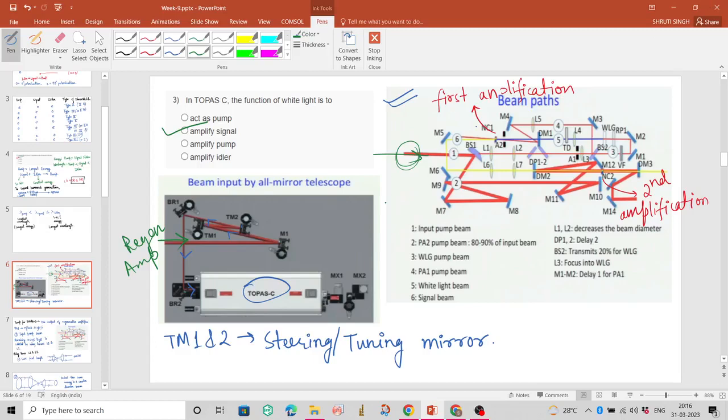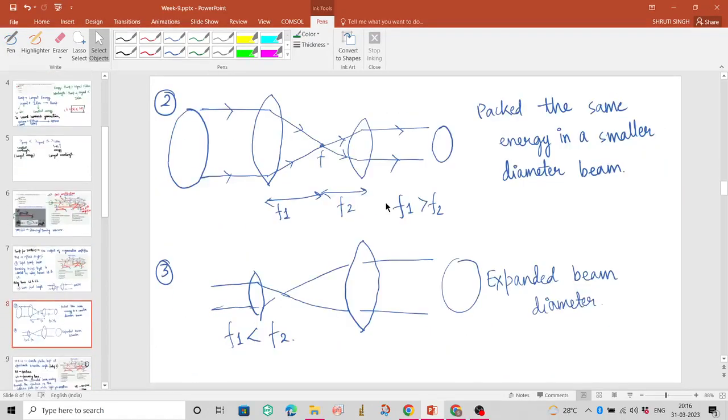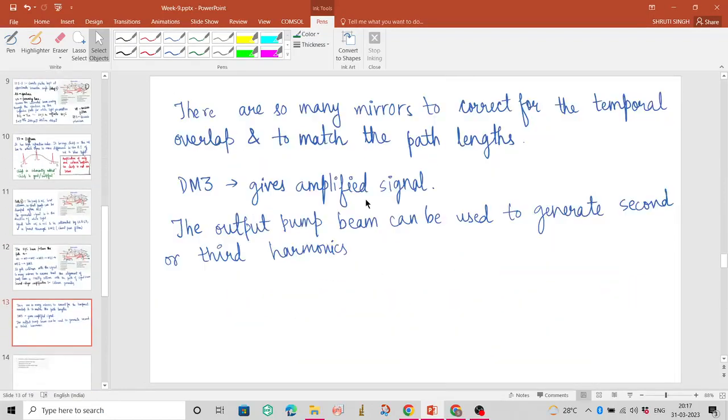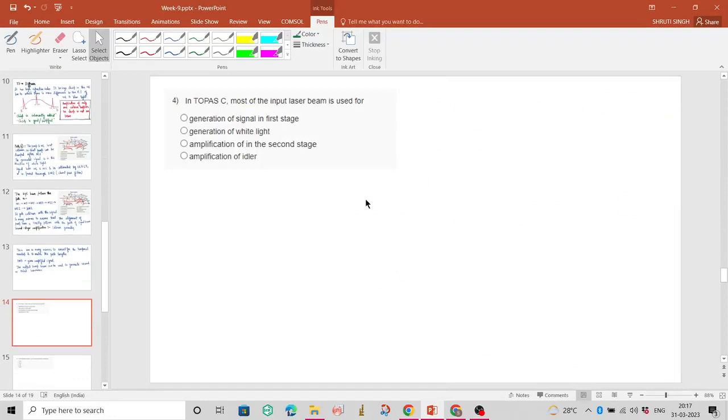Okay, so this was the instrumentation part, the TOPAS. Let's see the next question. The next question is also related to the amplification. In TOPAS C, most of the input laser beam is used for generation of signal in the first stage, generation of white light, amplification in the second stage, or amplification of idler. Most of the input beam, it is asking.